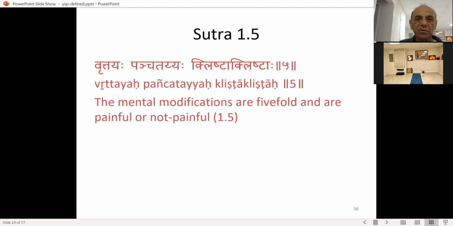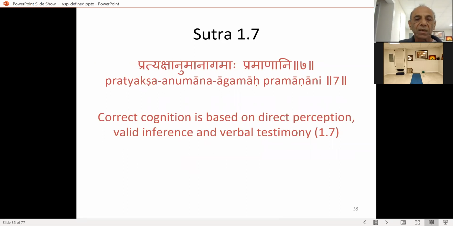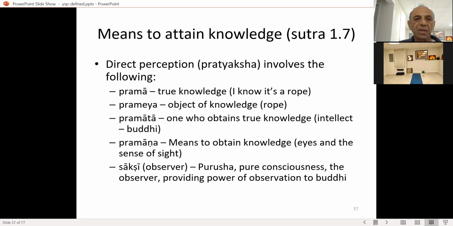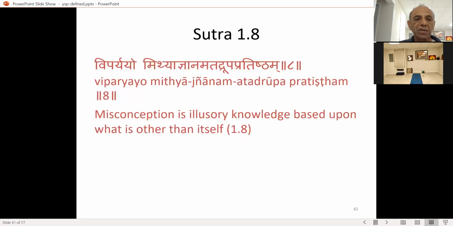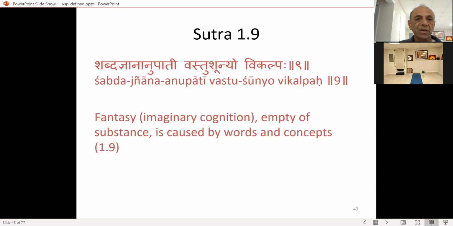All right, let me just see where we were yesterday. So we said Pratyaksha Anumana Agamaha Pramanani. And, oh, we did Viparyaya. We did the wrong knowledge yesterday, misconception, right? And the next number is number 9 in chapter 1. We're on chapter 1. This is Vikalpa, all right? We're getting there today. So remember the 5 vrittis are pramana, that's number 1.